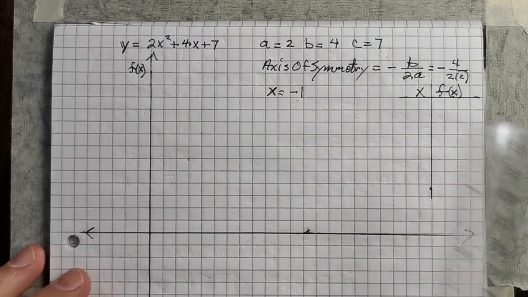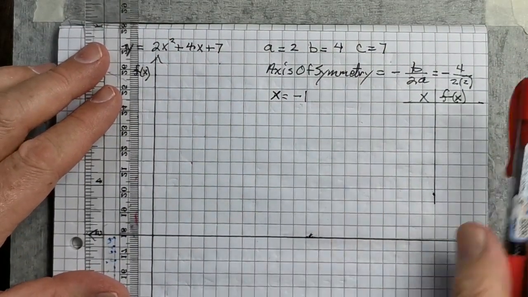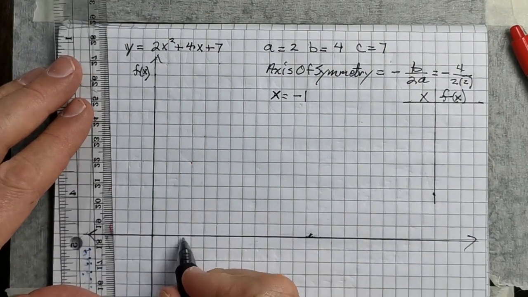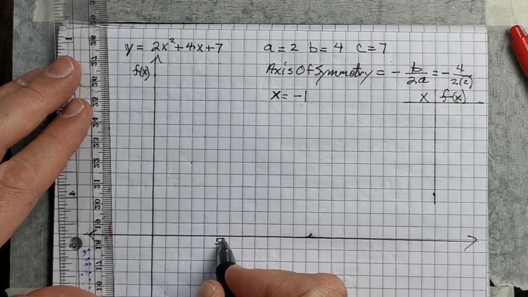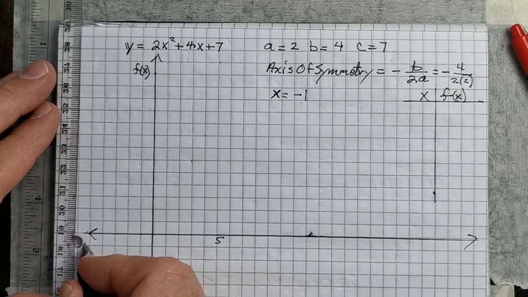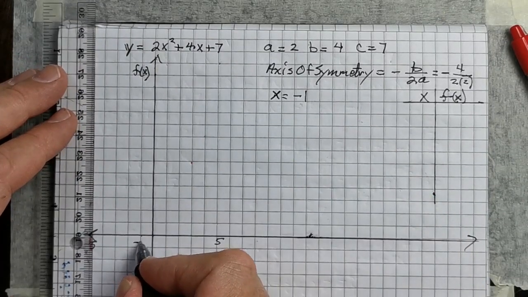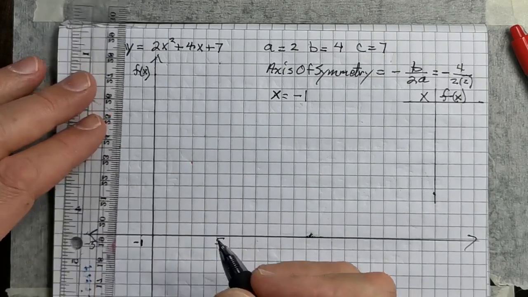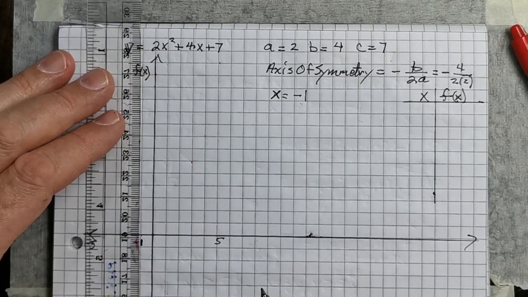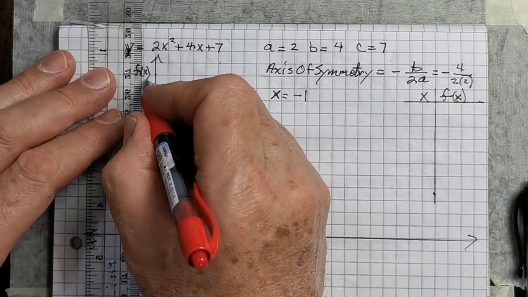X equal minus 1. Let's see if we can put that on our graph. Where is x equal to minus 1? Well, if this thing has a scale of 1, 2, 3, 4, 5, and negative 1, negative 2, negative 3, negative 4, negative 5, down here, x equal to minus 1 is right here. X equal to minus 1. So that point represents our axis of symmetry. Let's see if we can put that on there with a red dashed line.